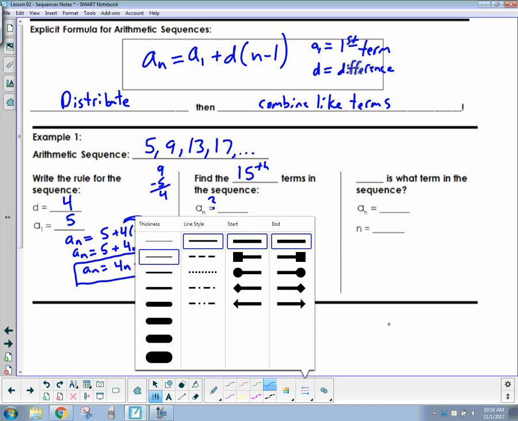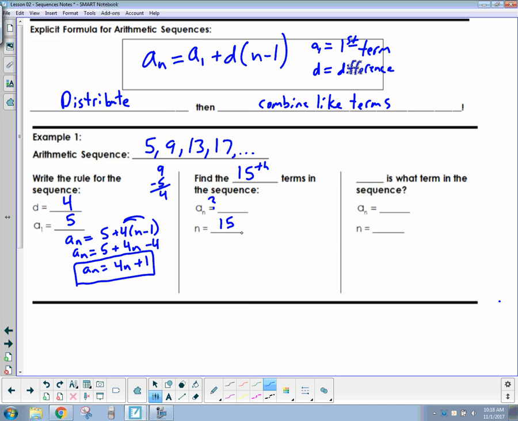Alright, here we go. We're going to say a little 15 should equal 4 times 15 plus 1. 4 times 15 is 60, plus 1. My answer is 61.